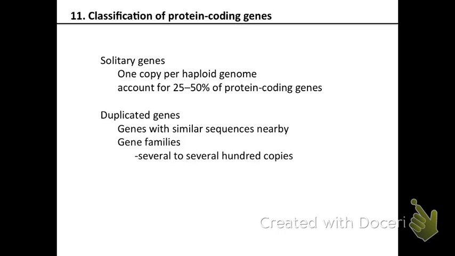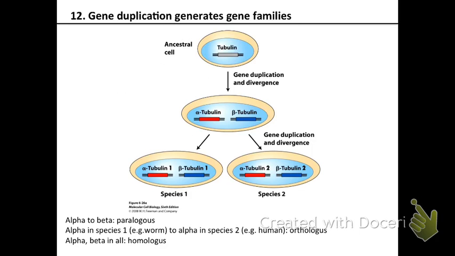We usually classify protein coding genes into two classes. One is called solitary genes. These are what you would find as one copy per haploid genome, and they account for 25-50% of protein coding genes. Then there's another class called duplicated genes. These are genes that have similar sequences nearby, and they are basically gene families. You can find several to several hundred copies. An example of a duplicated gene is the tubulin gene in humans. So how do you generate gene families?